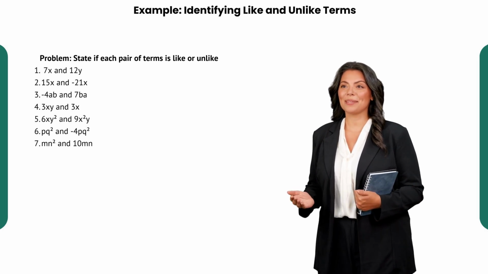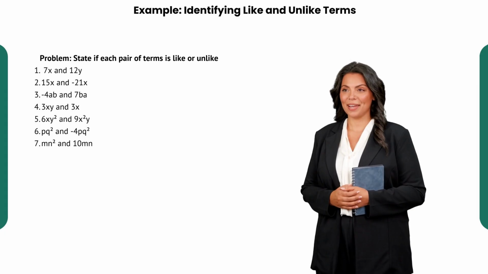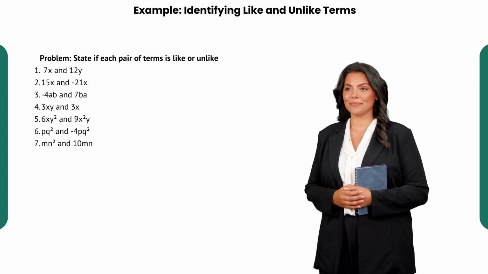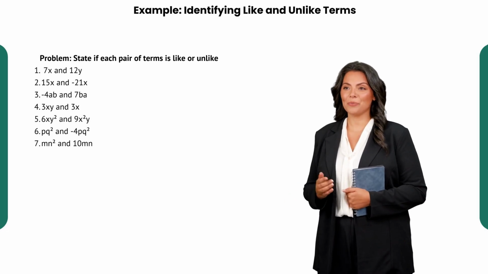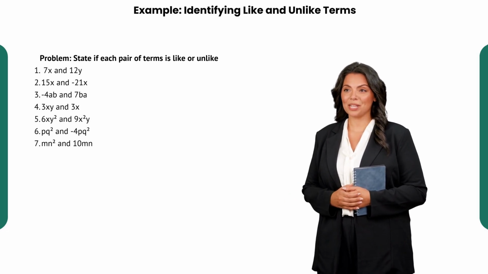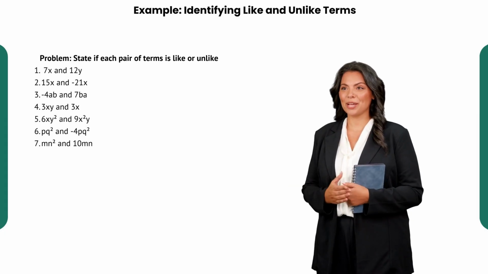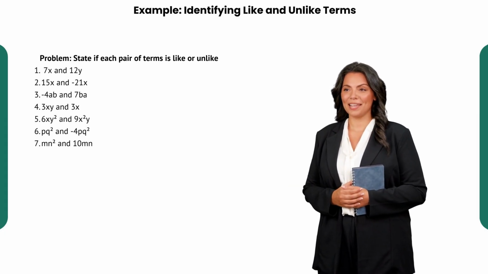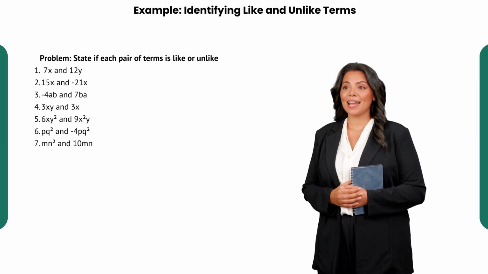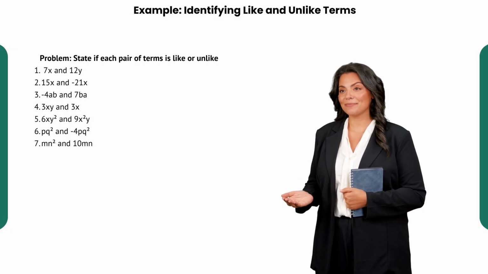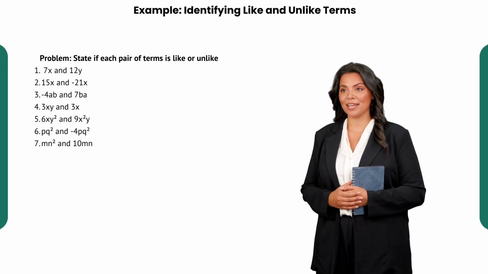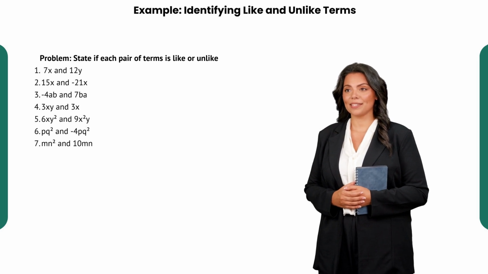Start with pair 1, 7x and 12y. Notice that the variables are different, x and y. Since variables differ, these terms are not like terms and cannot be directly added or subtracted. Pair 2, 15x and negative 21x. Both share the same variable x to the power 1. These are like terms and can be combined by adding coefficients.